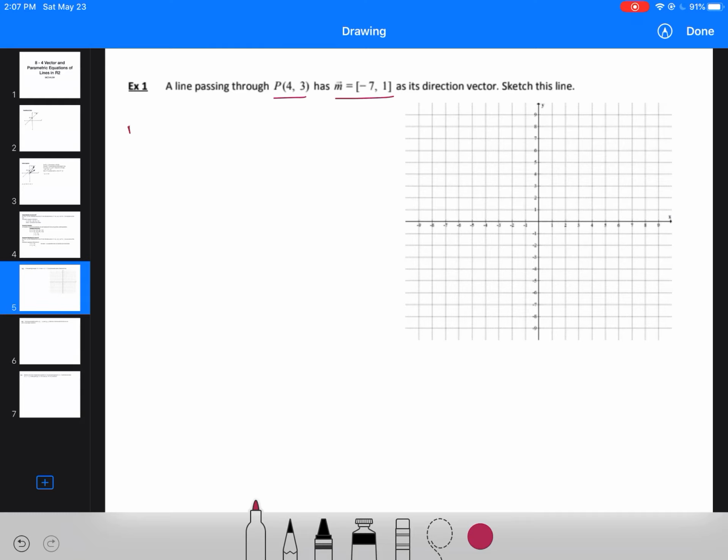First, let's write our vector equation of the line. We've got (x, y) is equal to our point (4, 3) plus t times (-7, 1), using our direction vector. So P and then our direction vector. For our parametric equations, really all we do is expand that. So we've got x equals 4 minus 7t, and then y equals 3 plus 1t. So these are our parametric equations.